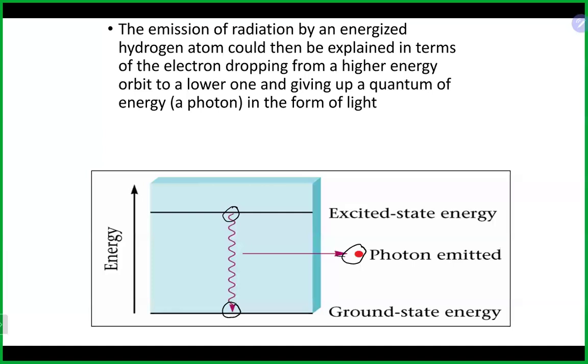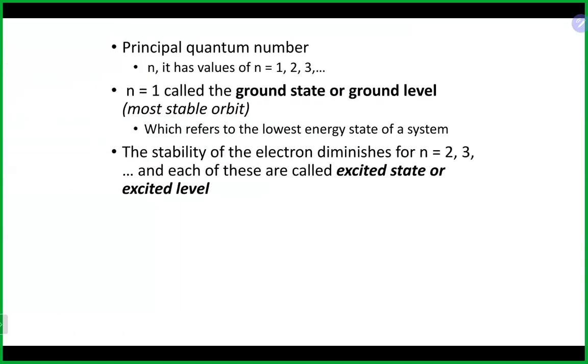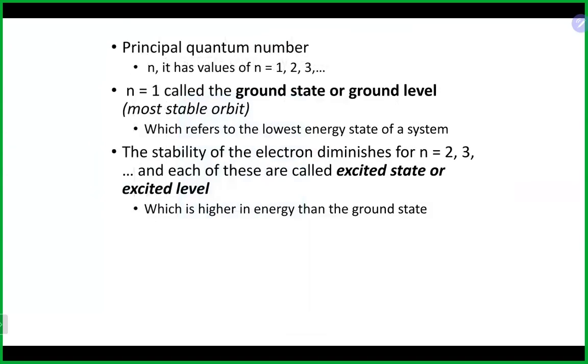And again, in this particular case, it may be responsible for a red that you would see. So in terms of those energy levels, n is what's known as the principal quantum number. The principal quantum number, which is n.